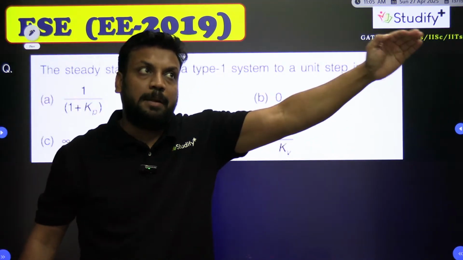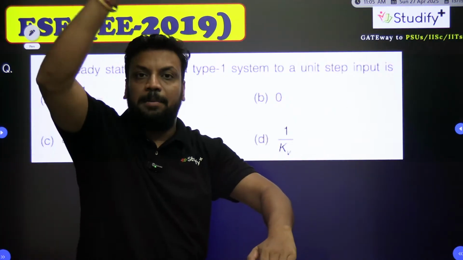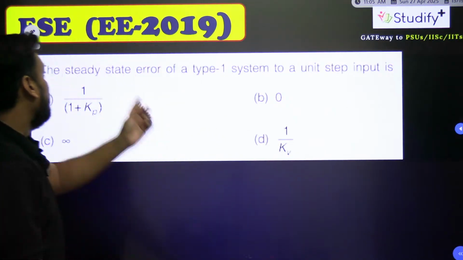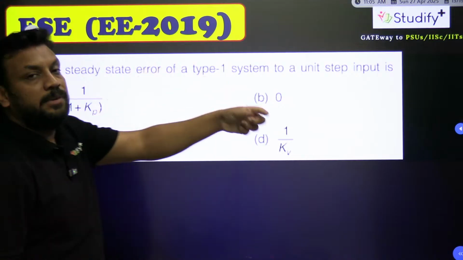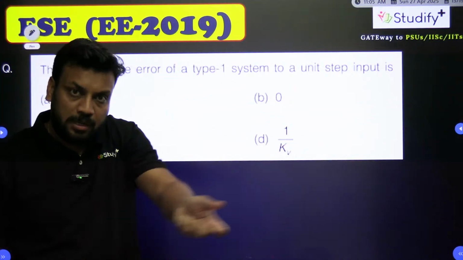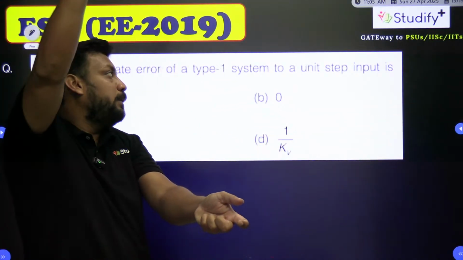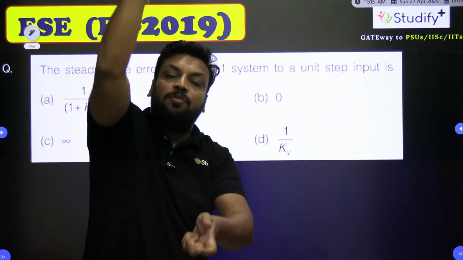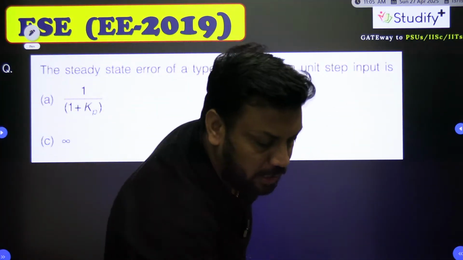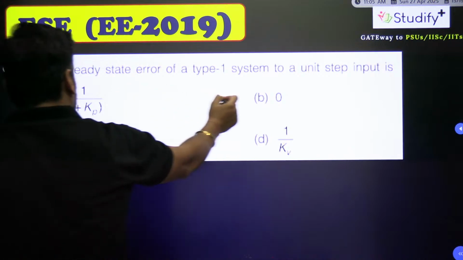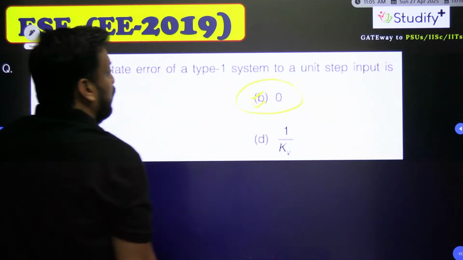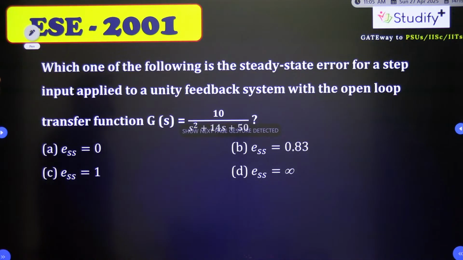Sir, you said the table: type 0, type 1, type 2, against step, ramp, parabolic. Now tell me what is here: steady state error for the type 1 system, meaning which row, the second row, and step input, meaning which column, the first column. Second row, first column will intersect at 0 only. Correct answer is 0, meaning option number B for Bombay only.